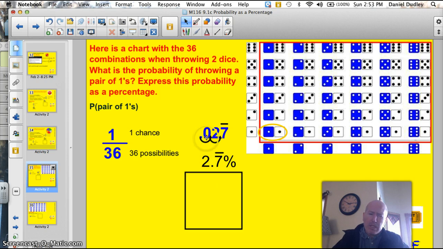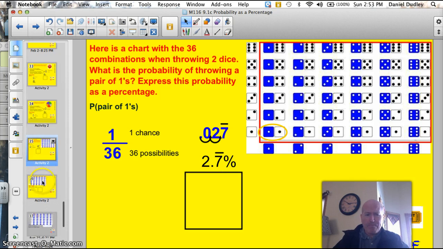It would really be 2.7, but we can drop that 0, right? Good. So 2.7%, less than a 3% chance of throwing 2 1s. Remind me to tell you a good story about that.